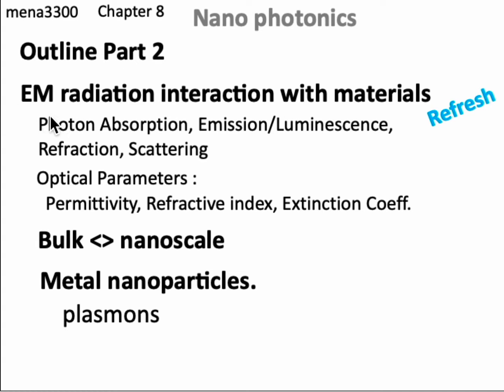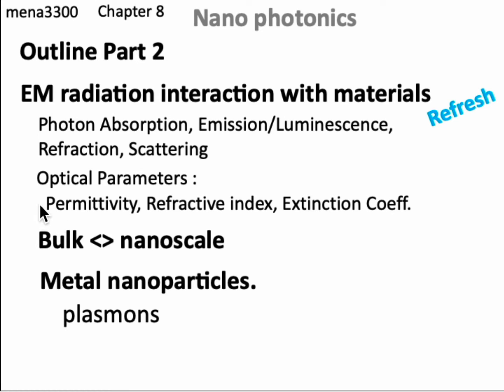I'll start with the interaction of photons or electromagnetic radiation with matter, primarily light. That should be a refresh for most of you that dealt with it in MENA 3001 and also in MENA 1000. I will remind about the common interaction processes, absorption, scattering, and so forth. We will also tell about the common optical parameters, permittivity and refractive index. Again, that is a refresh from MENA 3001 this year. But the theory the book uses describes this with complex numbers, so we will do that here.